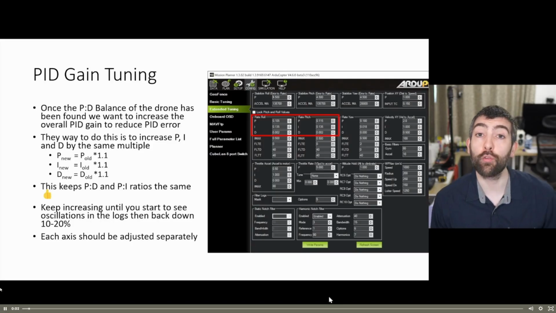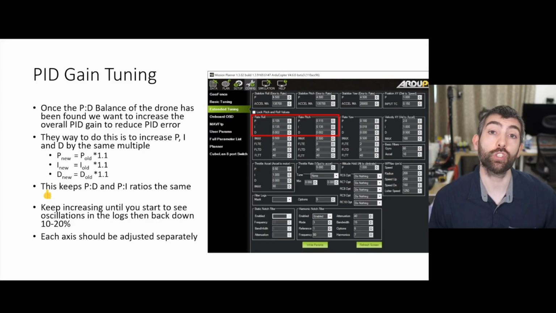Once you've found the overall correct PD balance for the pitch and roll axes, we're going to want to try and increase the overall PID gains to improve the responsiveness of the quad and reduce PID error. We want to do this without changing the ratio between the P and D terms that we've already found. And so the way that I would suggest you do this is to increase P, I, and D by the same multiple. So to find the new P term, multiply the old P term by 1.1.